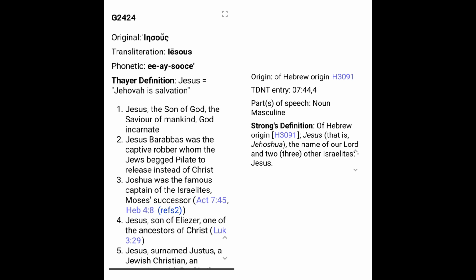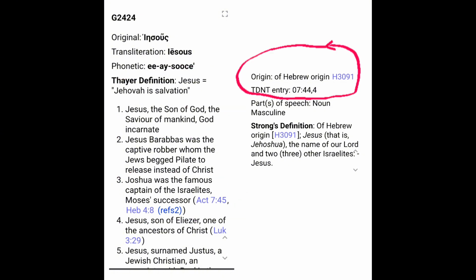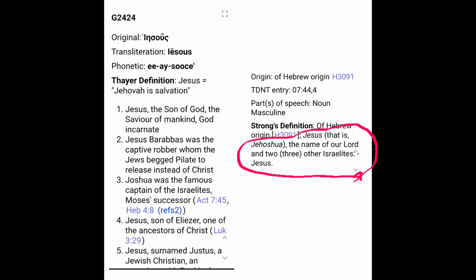Looking in the New Testament for the word Jesus, we see in the Greek, because there is no sound for the letter J, Yehoshua, we see the word Jesus, and notice that its definition is Jesus and Joshua, and that its origin is the Hebrew word H3091, which takes us right back to Jehoshua, or Jehovah saves, Jehoshua, Yeshua, our original word meaning salvation.